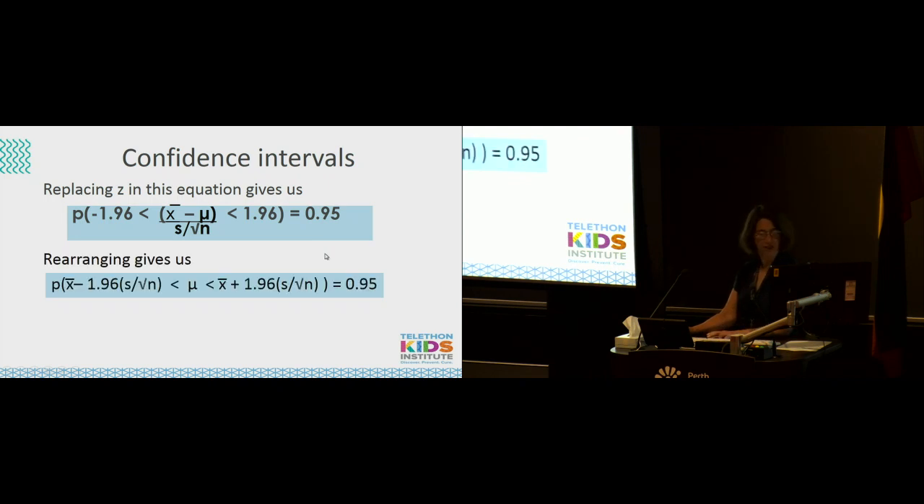Okay, we can rearrange it, and there you'll just see the classic equation for how we calculate a 95% confidence interval. So it's x bar either plus 1.96 times the standard error, or it's x bar minus 1.96 times the standard error. And that's your classic formula, x bar plus or minus 1.96 times the standard error for your 95% confidence interval.